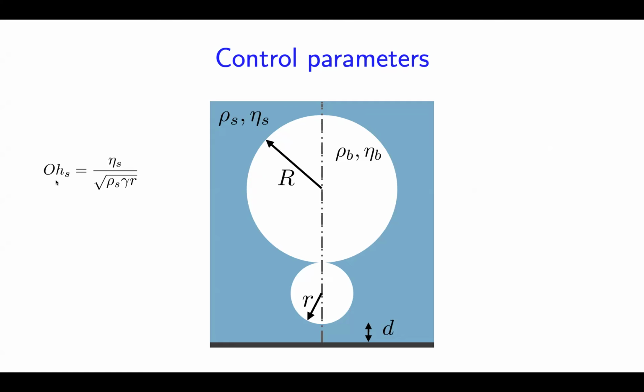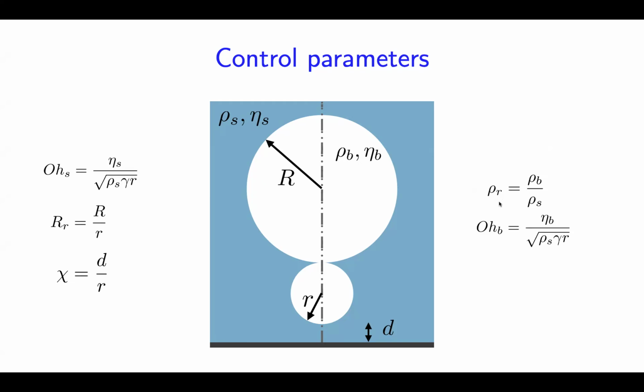One of them is the Ohnesorge number of the surrounding solvent, which is given by eta_s over the square root of rho_s gamma r. Then there is the radius ratio between the big bubble, capital R, and the small bubble, small r. Note that the Ohnesorge number is based on the radius of the small bubble only. And then, of course, there is a dimensionless distance of the south pole of the small bubble from the substrate, given by d over r. We also call it chi over here.